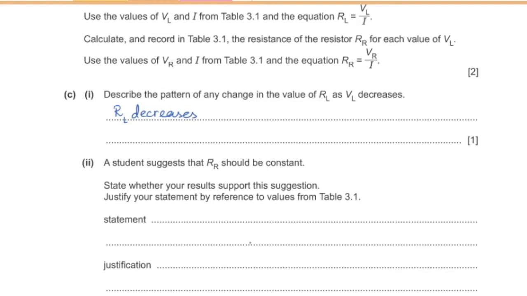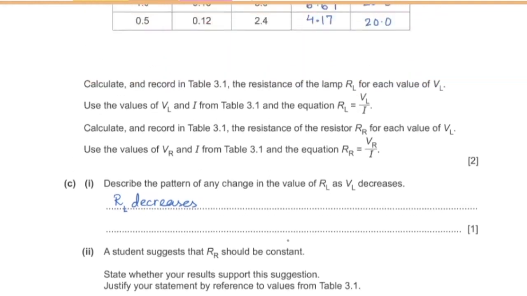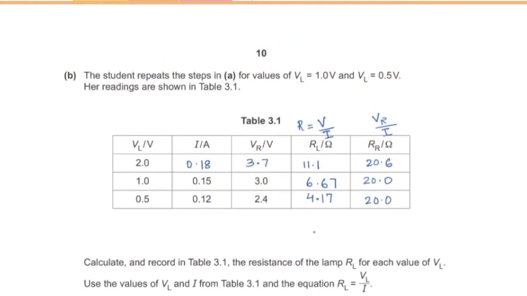Part 2, a student suggests that the resistance of the resistor should be kept constant. State whether your results support the suggestion. Justify your answer by reference to values from Table 3.1. So the student wants the resistor to have constant resistance, and if you observe Table 3.1 values, the resistance across the resistor is about the same in all three cases: 20.6, 20.0, and 20.0. They are about the same values. So we can say that yes, the statement matches the results and it is supported by values in this table within the limits of experimental accuracy.